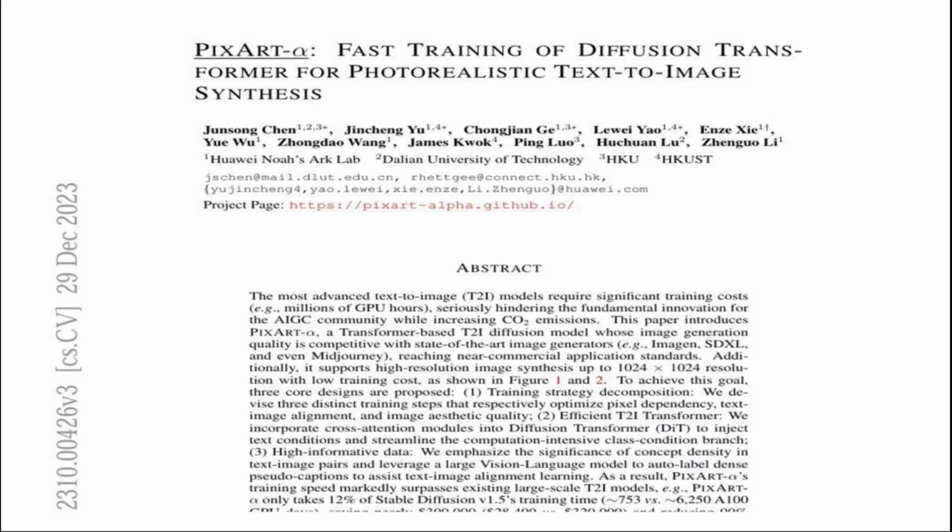Next paper, PixArt-α: fast training of diffusion transformer for photorealistic text-to-image synthesis. Training a high quality text-to-image model is an expensive and time-consuming process, often requiring millions of GPU hours.